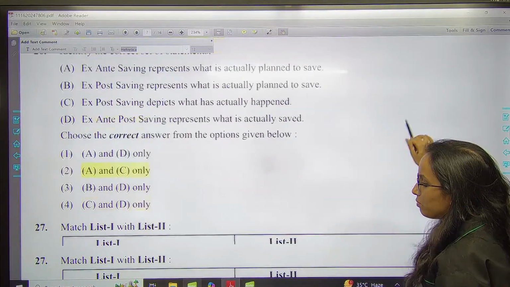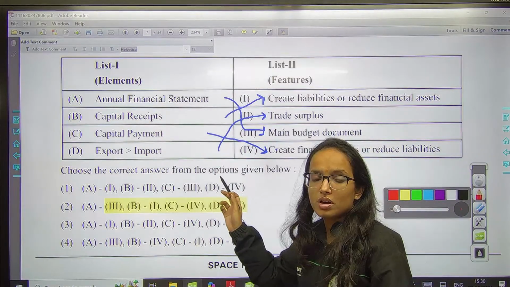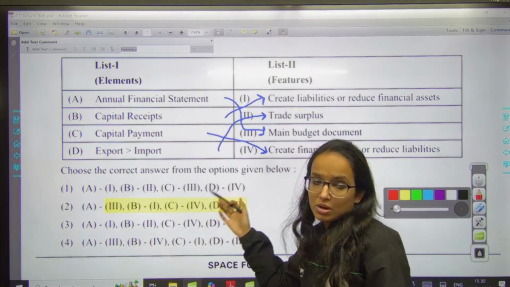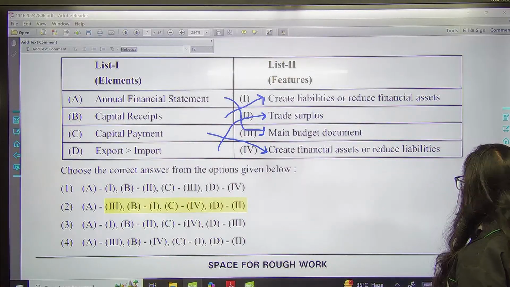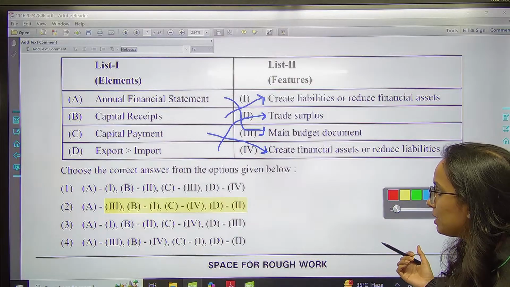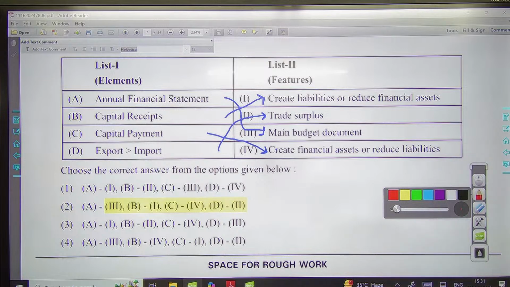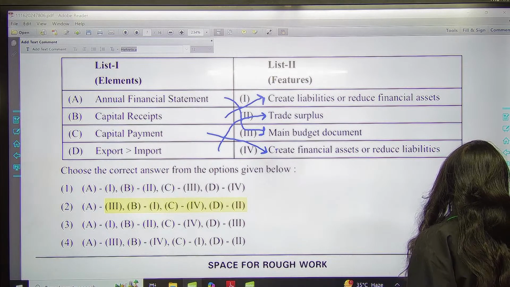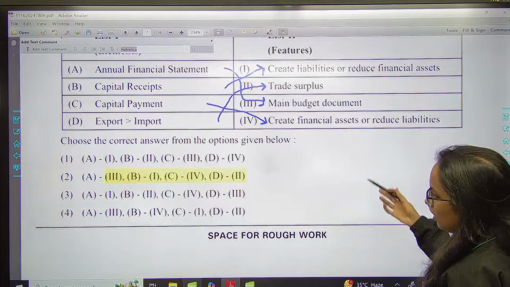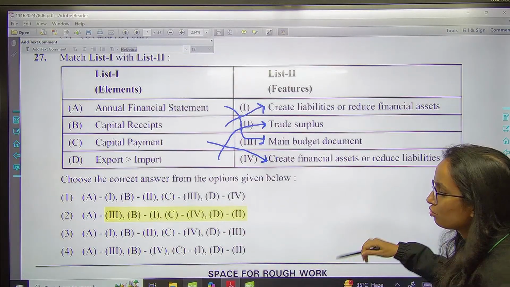Next question would be match the following. Again, a question coming from your BOP plus budget. Mixing budget and BOP both, like what is AFS, it is the budgetary document only, capital receipt, capital payment, export, if it is more than import, which situation would it be? So here if you match it, the answer would be 3, 1, 4, 2, right?